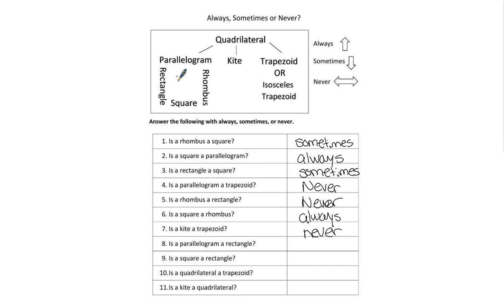Is a parallelogram a rectangle? Well, here's parallelogram and here's rectangle. We're going down, so sometimes a parallelogram can be a rectangle. Is a square a rectangle? Well, square's here, and we're going up to rectangle, and up means always, so a square will always be a rectangle.